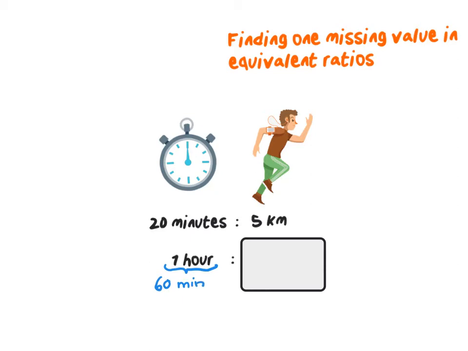Now, to go from 20 minutes to 60 minutes, it means I have to multiply by 3. And if I multiply by 3 on the left, it means that I also have to multiply by 3 on the right. So if Jake maintains the same speed for a full hour, he would cover 15 kilometers. And 15 kilometers an hour can also be written as 15 kilometers per hour.